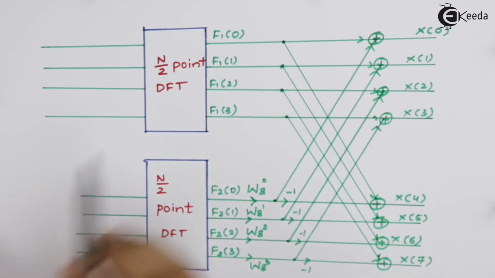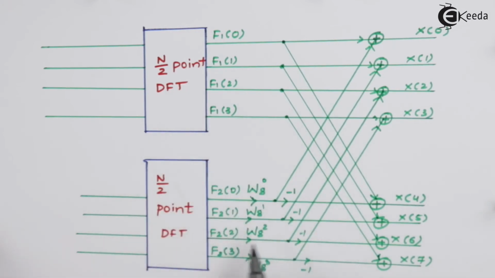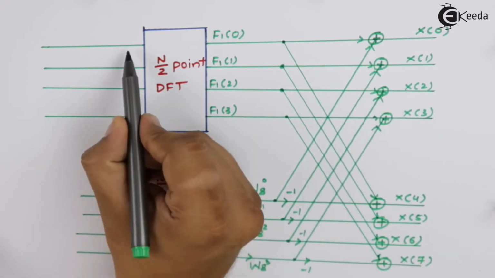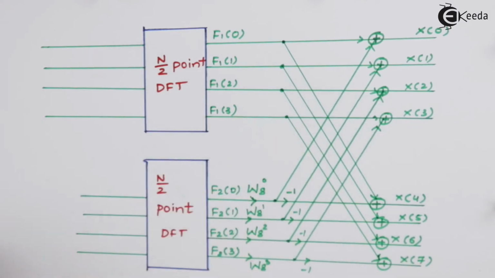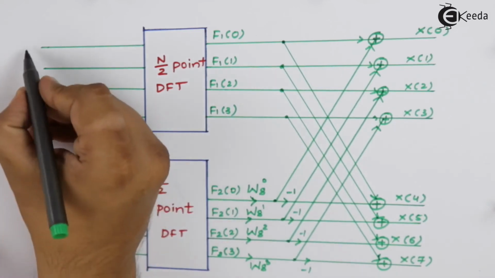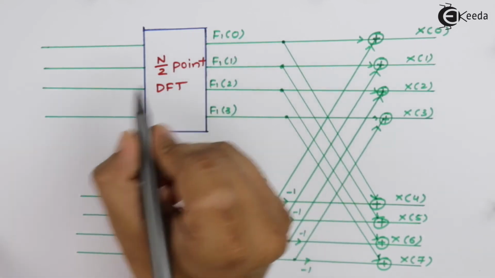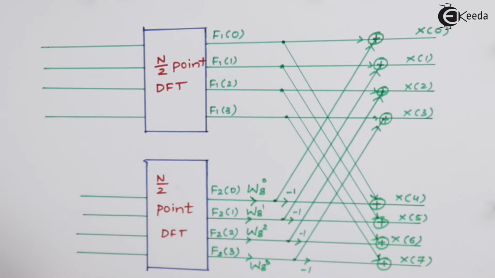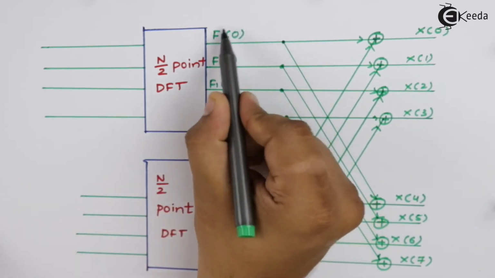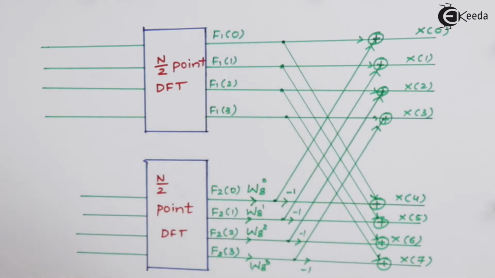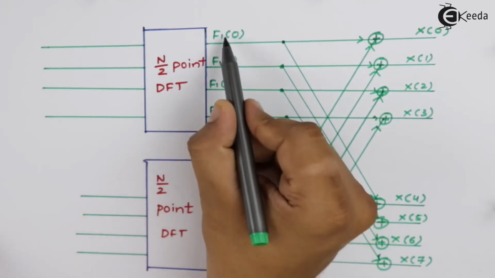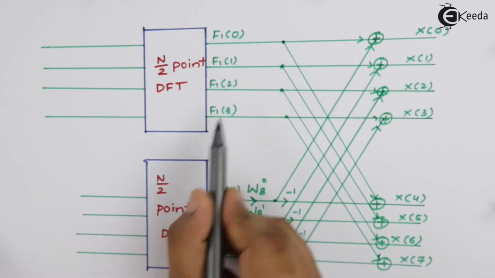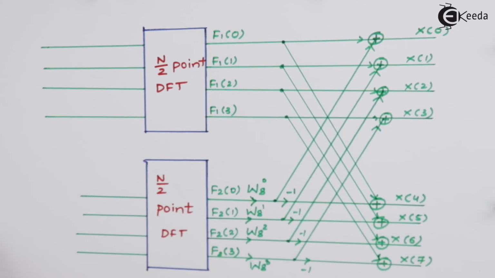But f1 of 0 we have calculated, f1 of 1 we have calculated. Similarly, we have calculated the DFT of the even part and odd part. But what is the value which is present at the input side? So f1 of k is the DFT of f1 of n. Simply, this is the DFT of f1 of n. Your result is obtained in f1 of k, which means at the input side you have written f1 of 1.